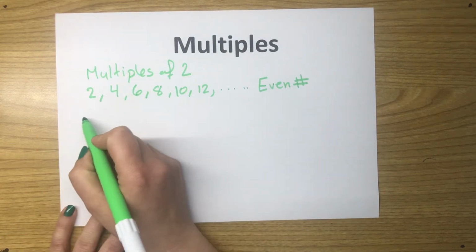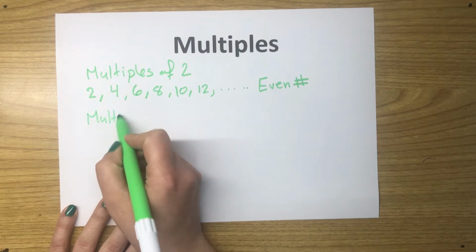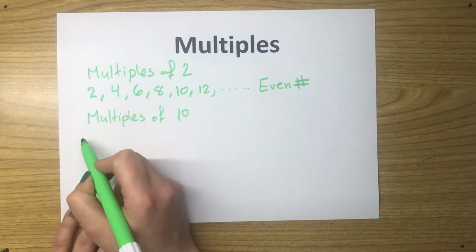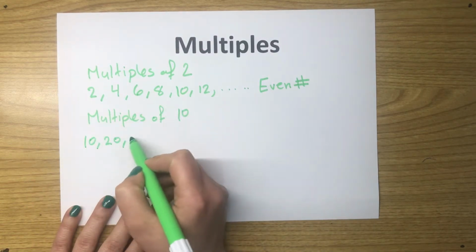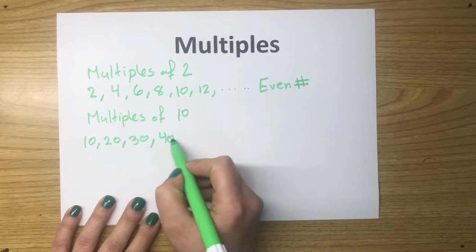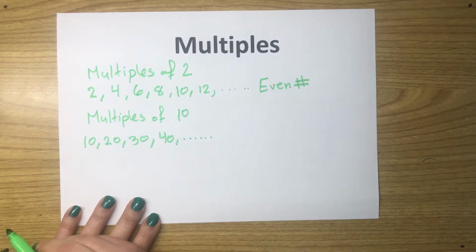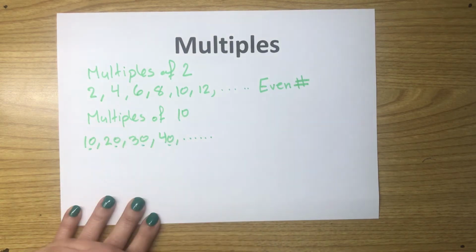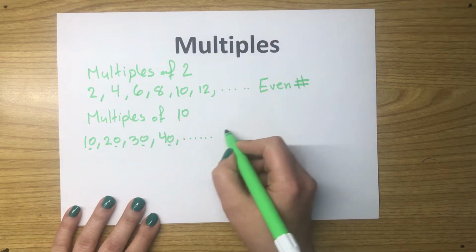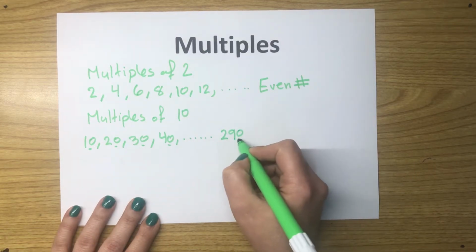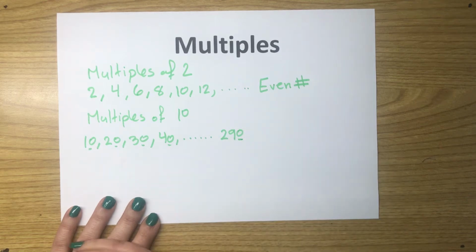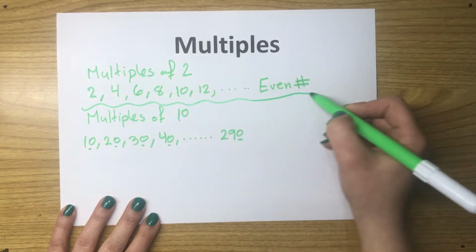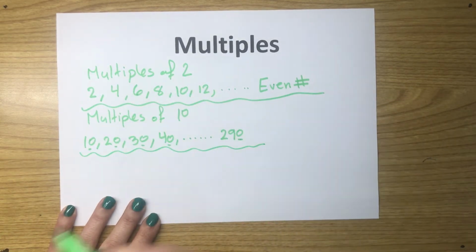How about multiples of 10? Multiples of 10 are 10, 20, 30, 40, and go on. As you can see, all the multiples of 10 have a 0 in the ones digit. So let's take 290. As long as the 0 is in the ones place, it is a multiple of 10. So those are multiples of 2 and multiples of 10.